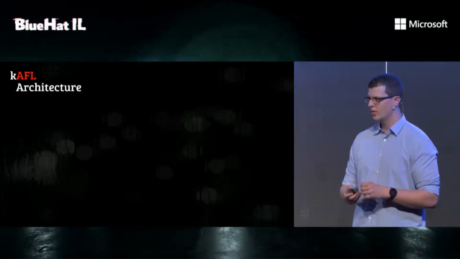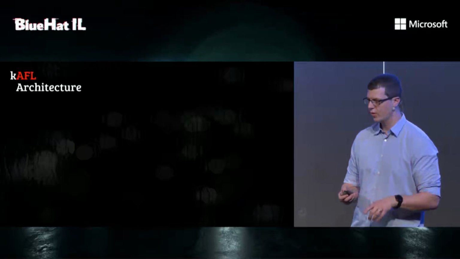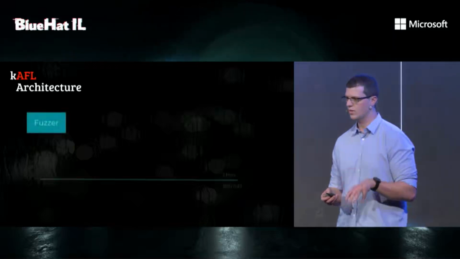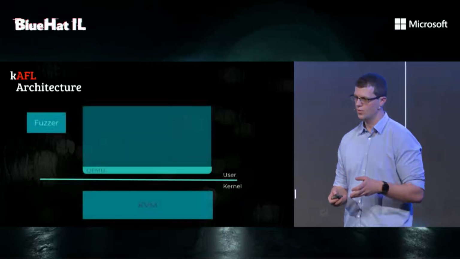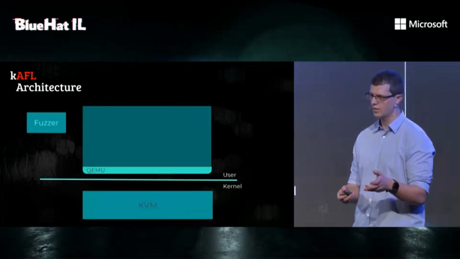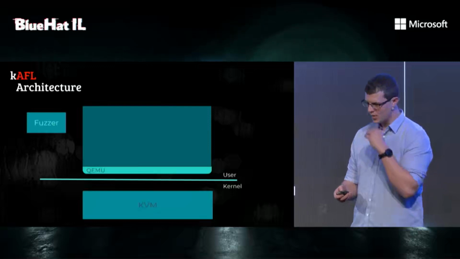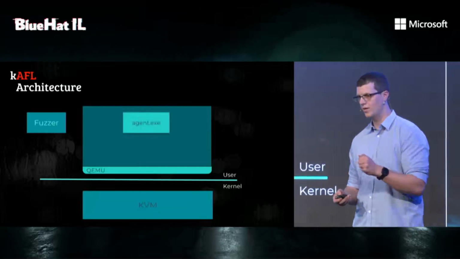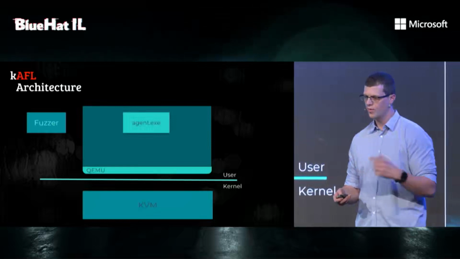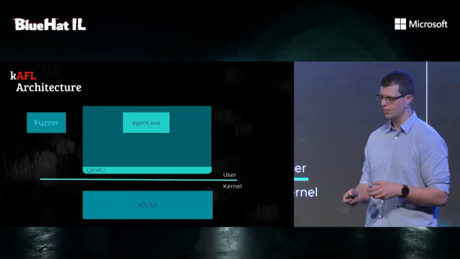KFL has a pretty interesting architecture, and we're going to review it very quickly. The main fuzzer runs on the host, and when it starts, it will spawn multiple virtual machines running the target OS. In the VM, there will be a preloaded agent that will cooperate with the fuzzer to drive the fuzzing process.